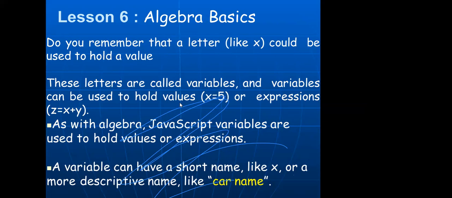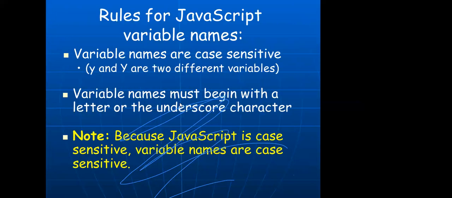As with algebra, JavaScript variables are used to hold values or expressions. A variable can have a short name like x, or you can give it a long, informative name. Here are the rules for JavaScript variable names. Like C, C++ or Java, JavaScript has a variable naming convention. So what is the naming convention?